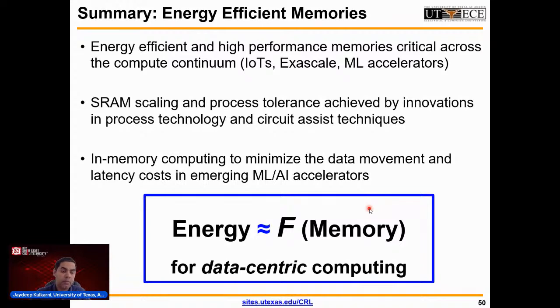So that brings me to the end of this presentation. Let me summarize today's presentation about energy efficient memories. In the beginning, we discussed how energy efficient and high performance memories are critical across the compute continuum, starting with the very low end of the spectrum, which is the IoT space, then moving on to exascale systems, and then to ML AI accelerators. And in today's world, in FinFET technologies, SRAM scaling and VMIN scaling is achieved by very tight design technology circuit optimization, in short DTCO, across process technology, and also using circuit assist techniques. In addition to VMIN, there are other aspects that one needs to consider before making this technology mature and ready for high volume manufacturing.